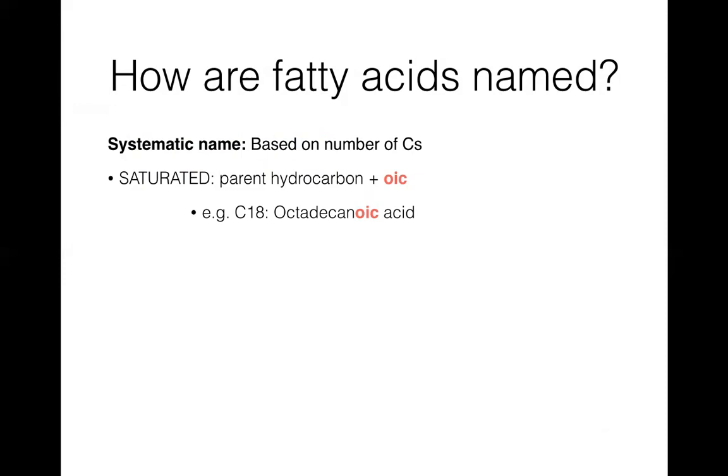So let's start first with saturated fatty acids. A fatty acid can be named based on the number of carbons on the parent hydrocarbon, and simply add the suffix oic. For example, a saturated fatty acid that contains 18 carbons, like stearic acid, can be called octadecanoic acid. Octadeca means 18, and simply add the suffix oic.